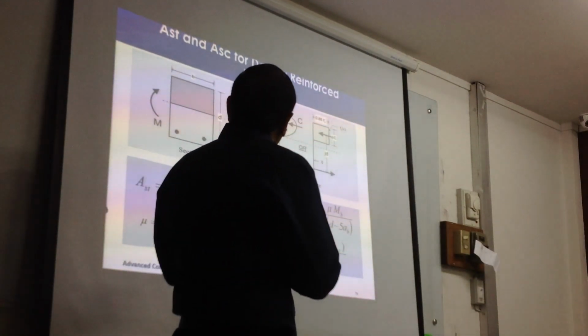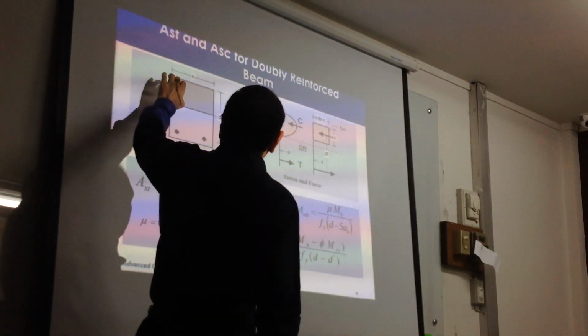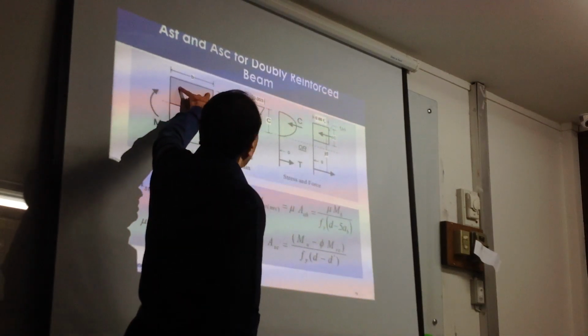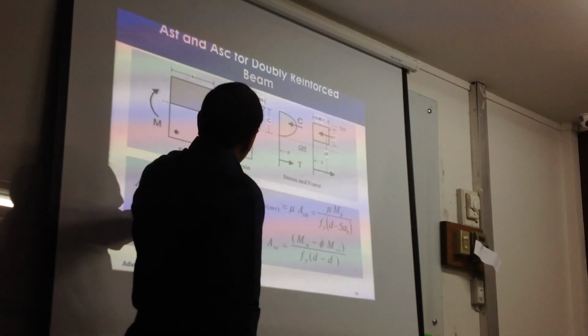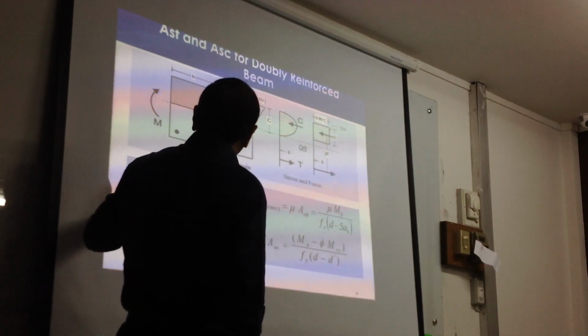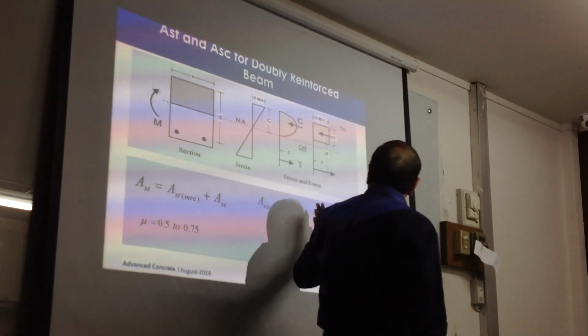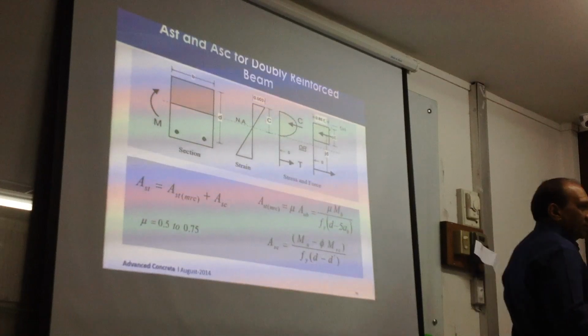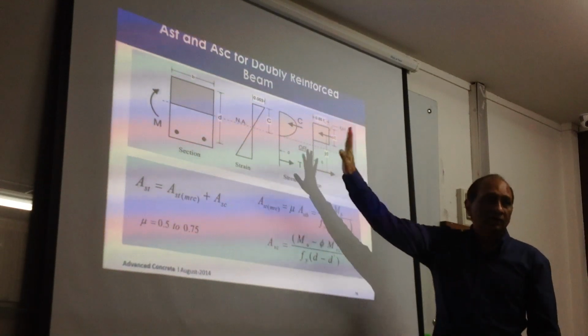Doubly reinforced. Where is the second reinforcement here? There should be another reinforcement here. Okay, assume that there are two more bars here. So area of steel in compression, steel in tension, total AST is like this one, and these are the equations for that. You have all these in the books. I don't need to repeat them. I'm just telling you that these are special cases of the same thing.